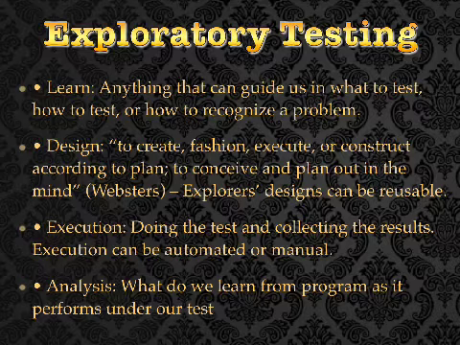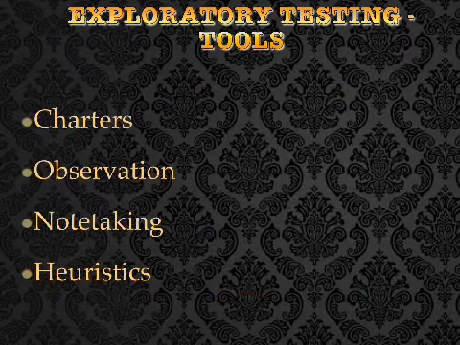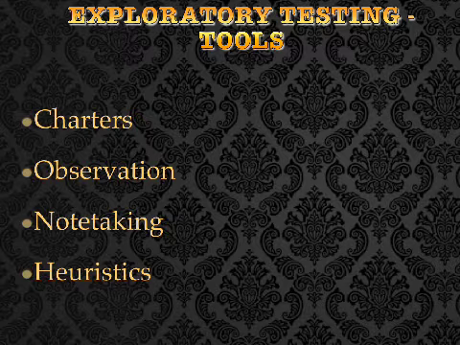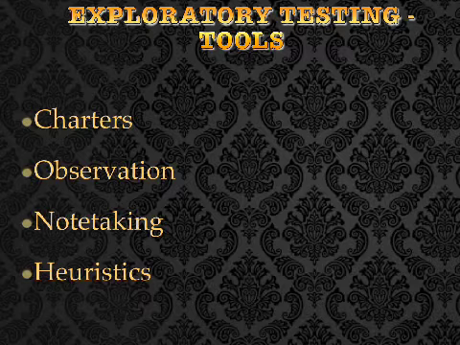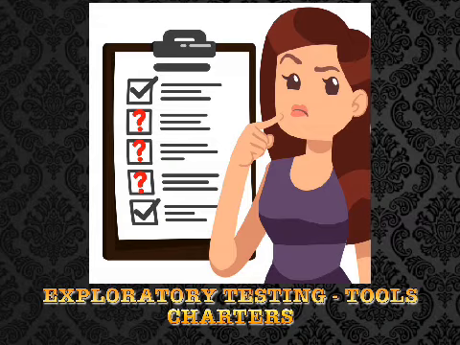Now there are certain tools that can help us with exploratory testing. The first one is called a charter. We have observation, note taking, and heuristics. We will look into each of these tools. Now the first one is a charter. A charter, as you can see, is more like an index card or a checklist which can help you guide through the exploratory testing session.